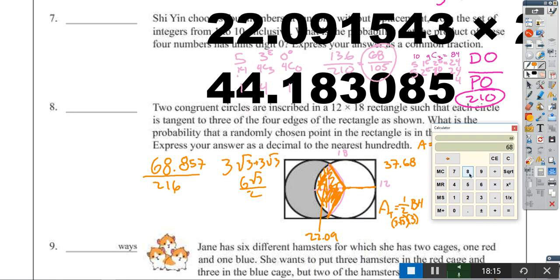So 68.857 divided by 216 is 0.318, and it says round to the nearest hundredth, so we have to look at the 8. So we're going to round this to 0.32. So the correct answer is 0.32. All right, that took forever.